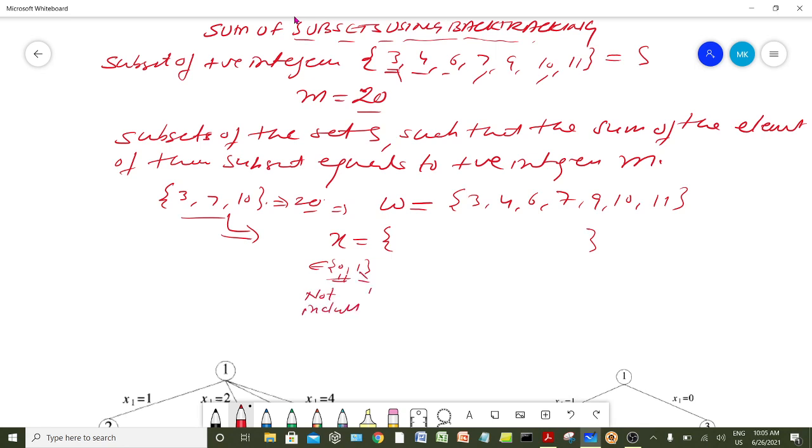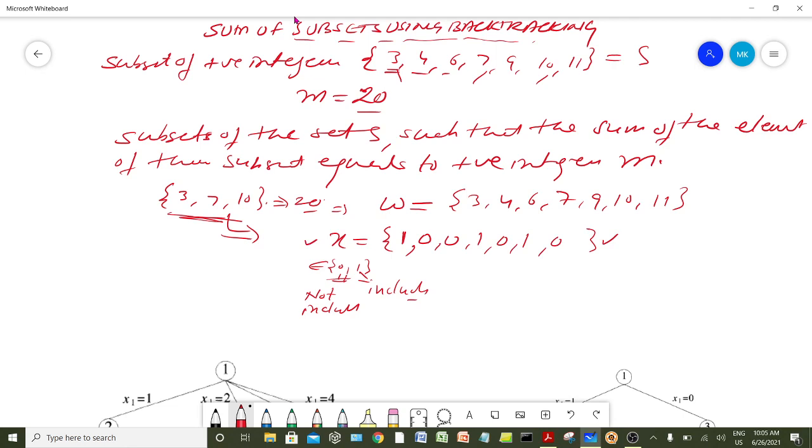and 1 means included. So for this solution we included 3. It means x of 1 is going to be 1, then 4 was not included, 6 was not included, then 7 was included, then 9 was not included, then 10 was included and 11 was not included. So this is one of the solutions for this sum of subsets problem.